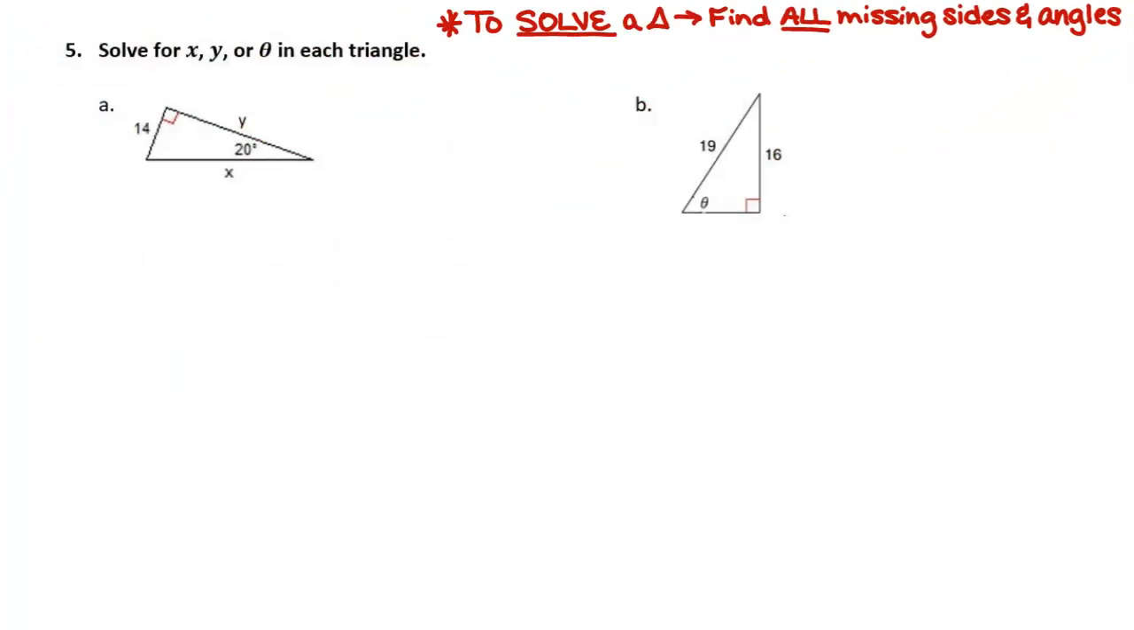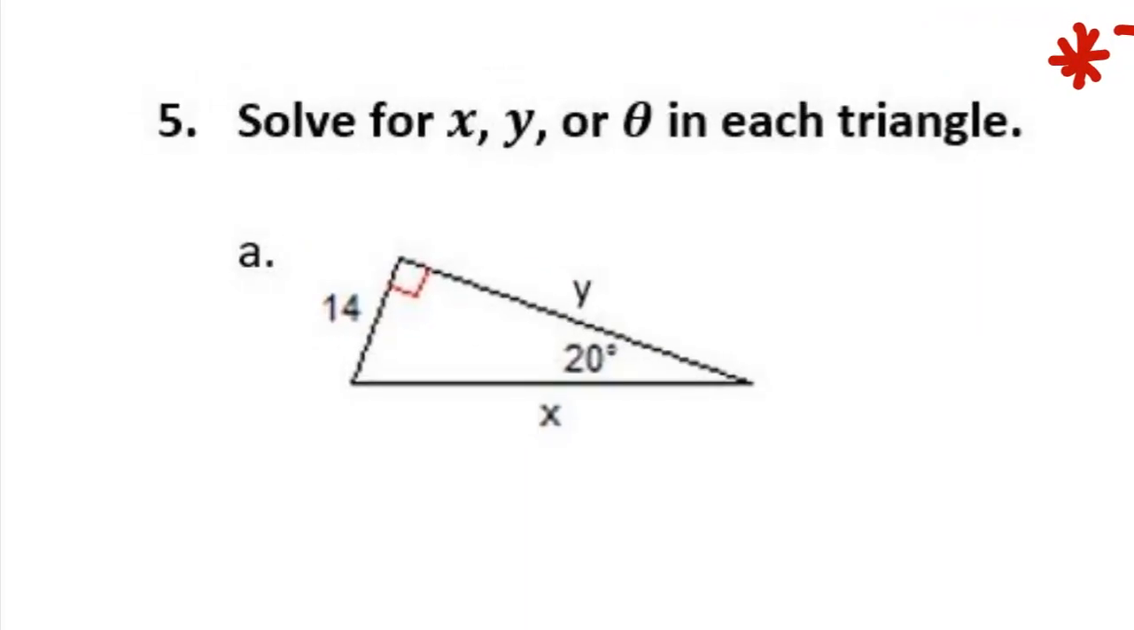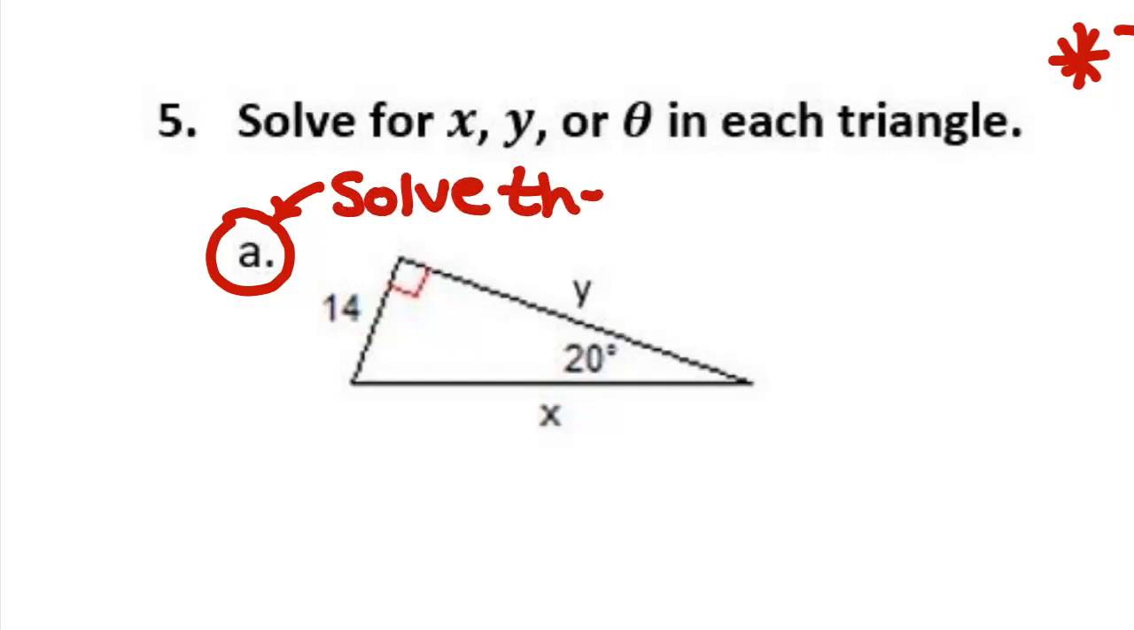So if it says to solve the triangle, we should know the sizes of all 3 angles and the sizes of all 3 sides. So we're actually going to do that for part A so that you guys have one example of what it means to solve a triangle. The others will only find the piece they're asking us for, but on this first one I want to solve the triangle. I notice in this triangle that there's a 90-degree angle and there's a 20-degree angle.